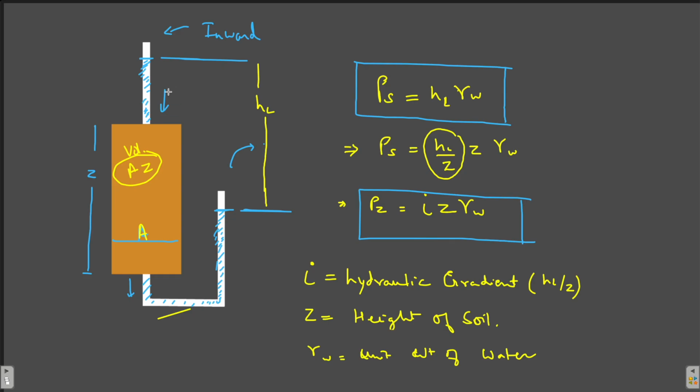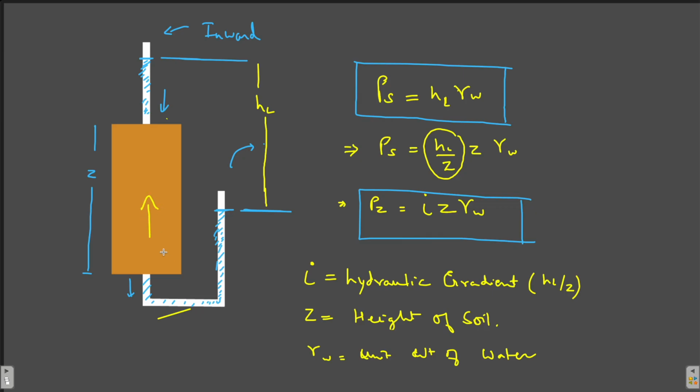If the water is flowing in this direction, in the downward direction, it is pushing all the soil particles in the downward direction, and in this case it is increasing the effective stress in the soil. It is increasing the stress in the soil. It is pushing all the soil particles in the downward direction. But if the water is flowing in the opposite direction, in the upward vertical direction, then what happens?